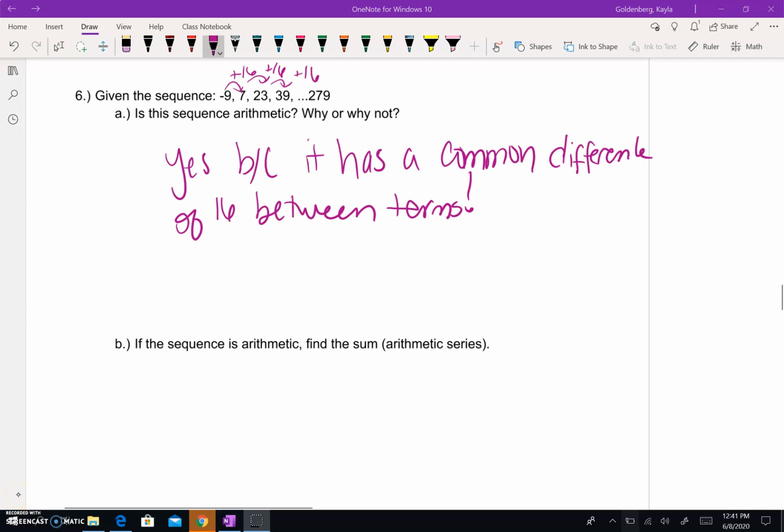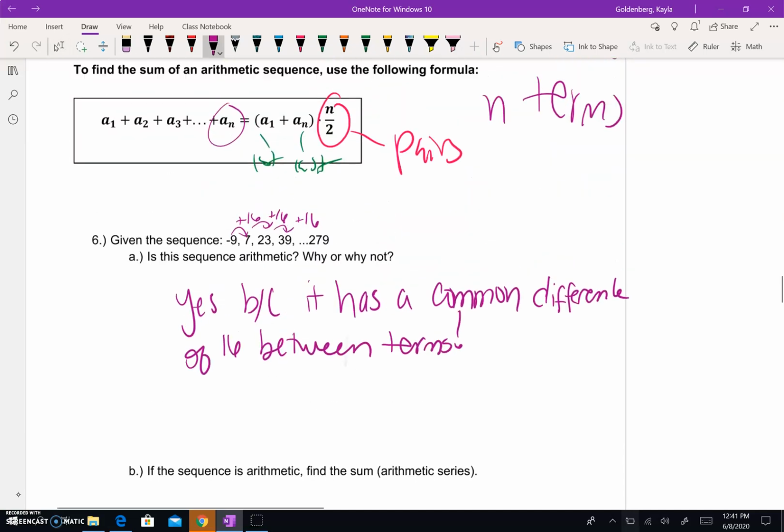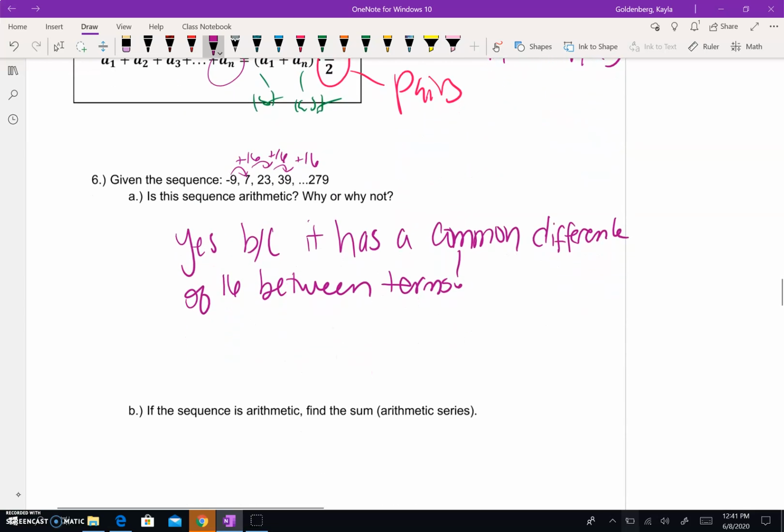Okay, so your answer is yes, it is arithmetic because we have a common difference of 16 between terms. So once you figured out it's arithmetic, the question is how to find the sum. Now remember, our sum of n terms, we've got our formula up here. And generally I like to use S for sum of n terms. And then I'll write it like this. Same thing as up above.